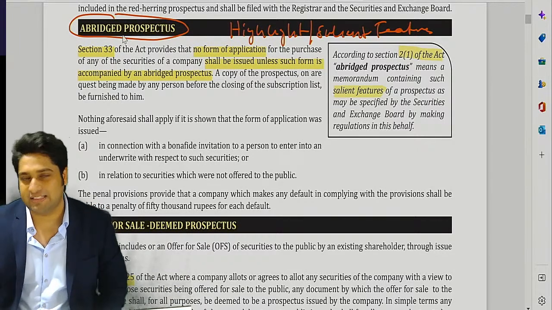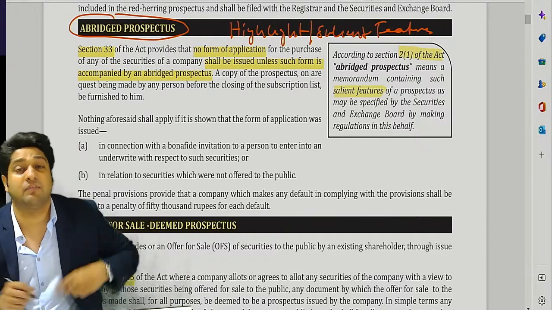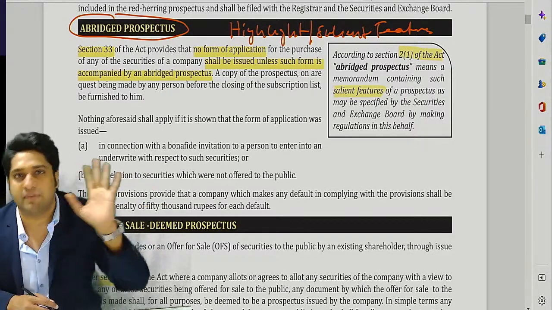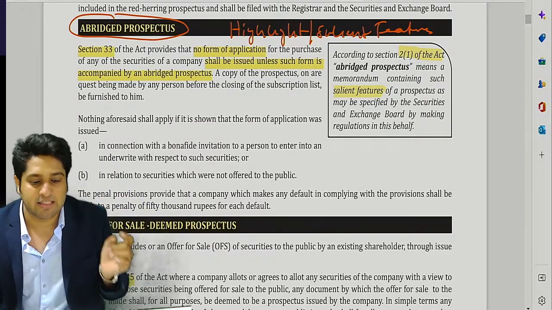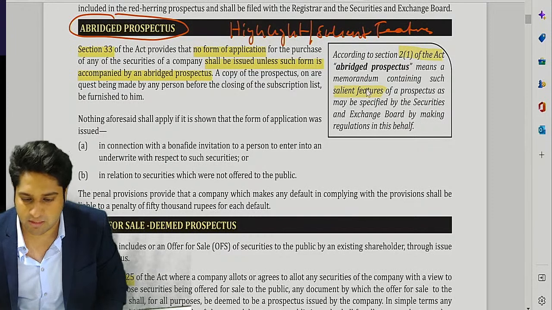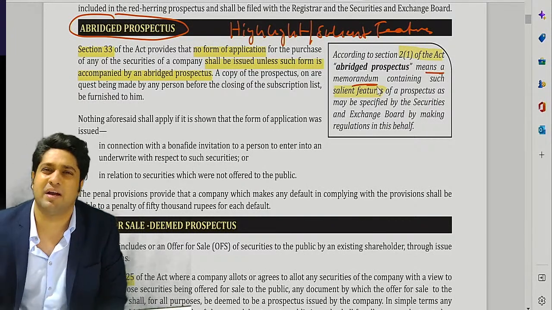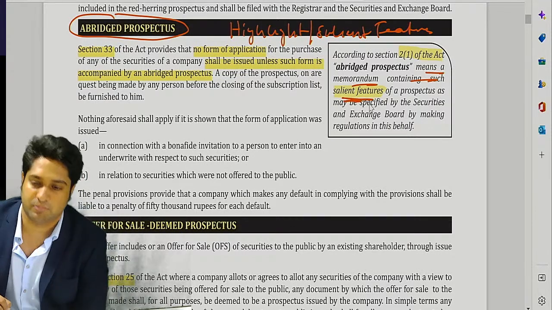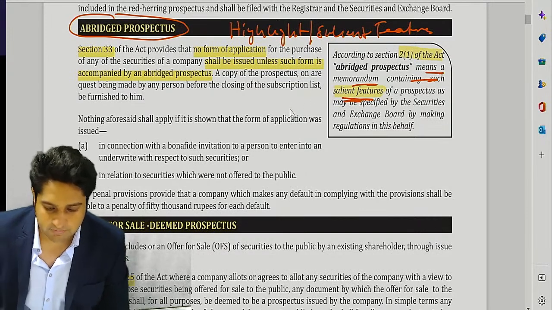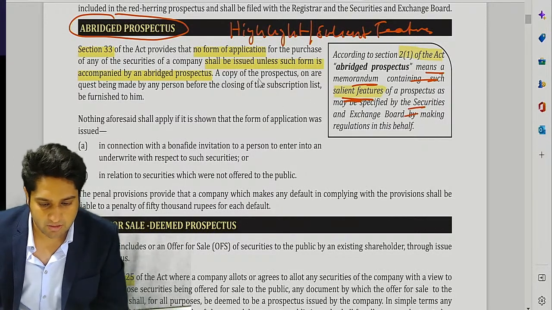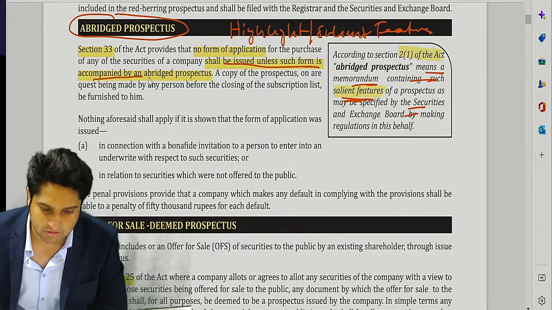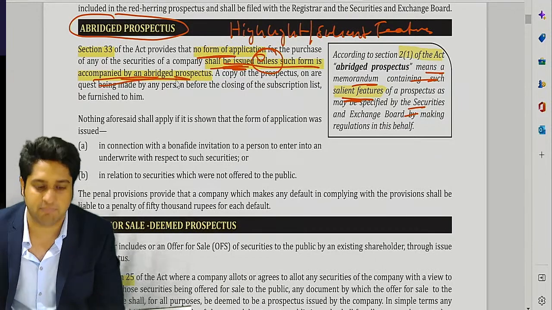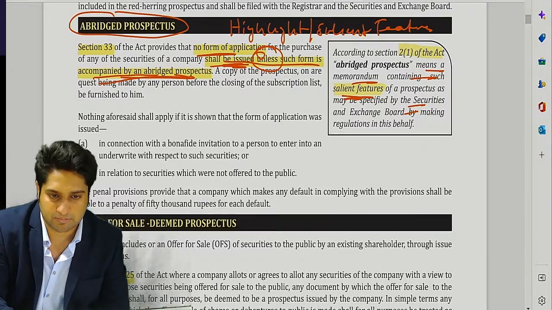Answer is no. So in that case, the government is saying that please issue the highlights as a separate document, which could be small, maybe a 5-page document where you give the main highlights. That highlights document is called an abridged prospectus. So an abridged prospectus means a memorandum, a document containing such salient features, a summary document as specified by SEBI. So no application form shall be issued unless it is accompanied by the summary document, the abridged prospectus.